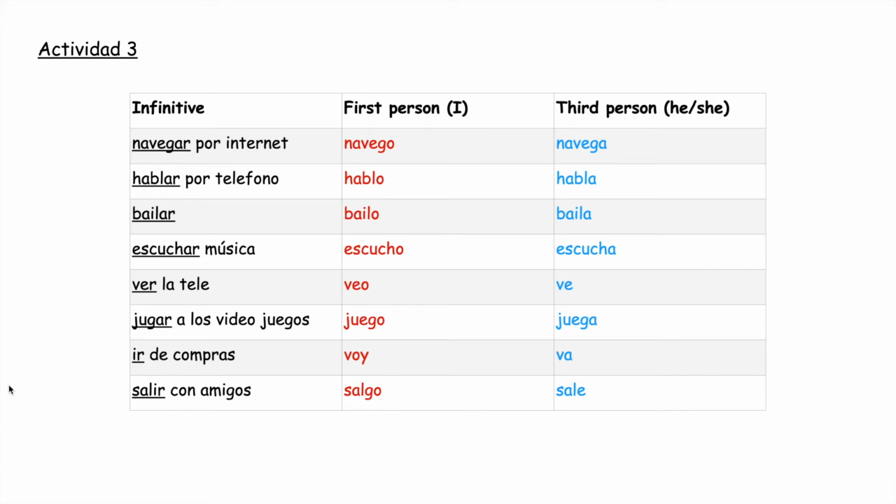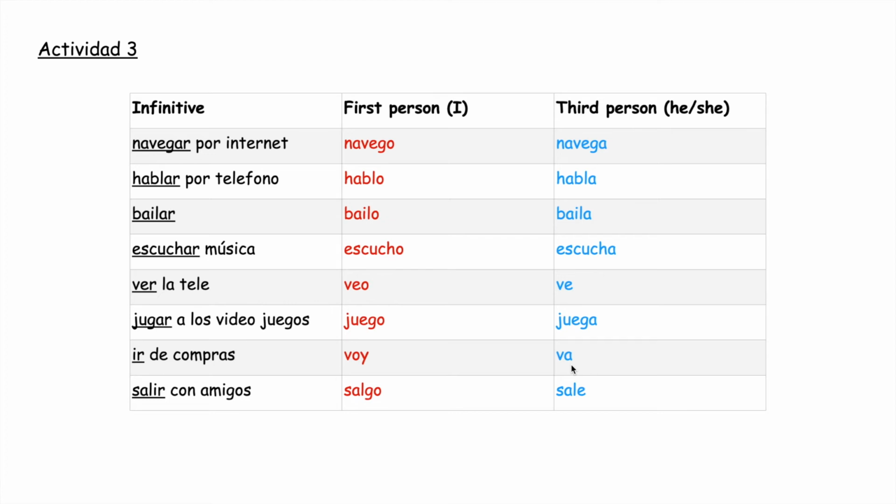So just to recap. If you want the verb to refer to I, so the I form of the verb, 95% of the time it'll have an O on the end. If you're wanting the verb to refer to he or she, it would have either an A on the end or an E on the end. Okay? If it's an AR verb, it has an A on the end. If it's an ER or IR verb, it has an E. And then some verbs are just completely irregular and you just need to learn them.